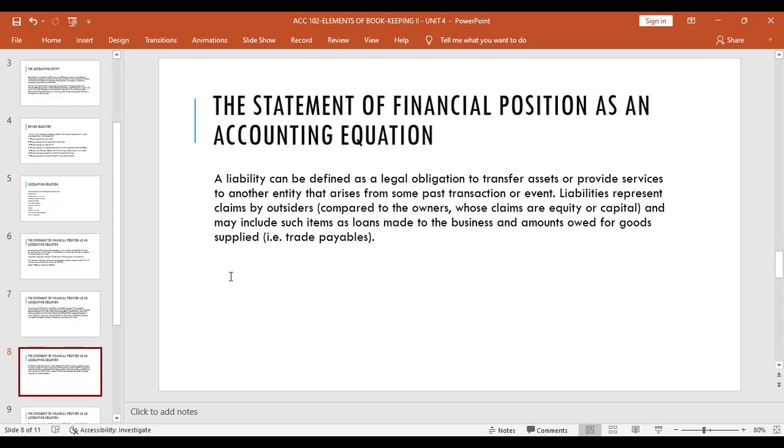So non-current liability, like long-term loans, is liability that will be settled over more than one accounting period. Then of course, short-term liability, now called current liability, is liability that you are supposed to clear within an accounting period.